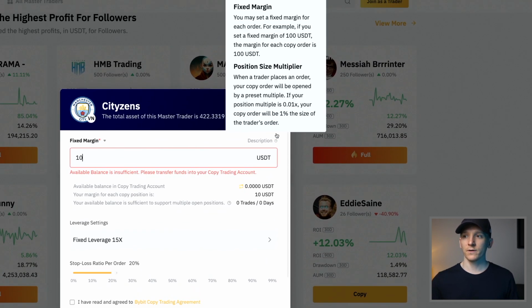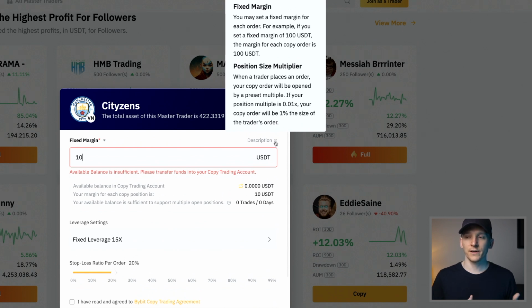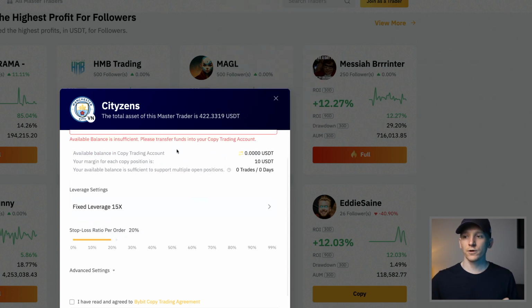As you can see with the description here, you may set a fixed margin for each order. That's for your orders. So whatever they're trading doesn't actually matter. You copy the actual trade, the buy and sell, but the amount that you're trading is definitely up to you. So if you set a fixed margin of $100, the margin for each copy order is $100. So when they place their order, you'll be opened at a preset multiple. If your position multiple is 0.01, your copy order will be 1% the size of the trader's order. So their orders are being copied, but not their size, right? It's kind of a percentage of how much you want to trade, so you can choose that yourself.